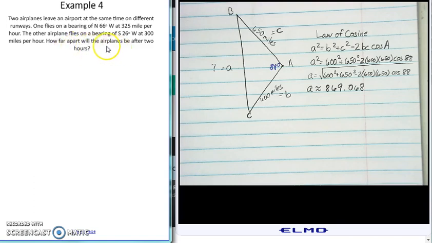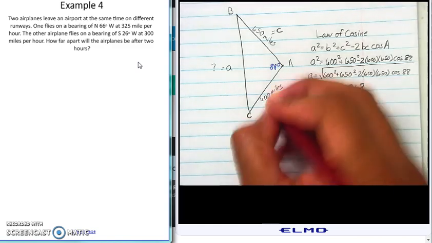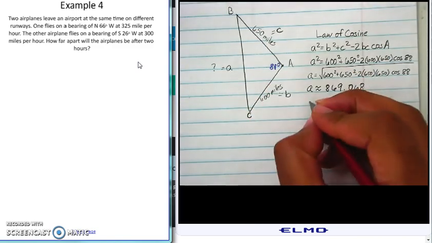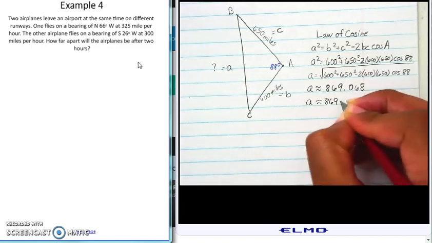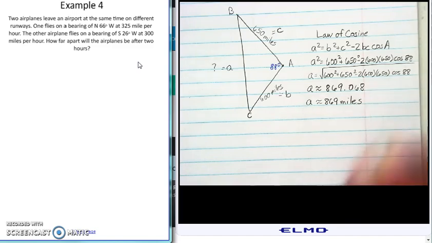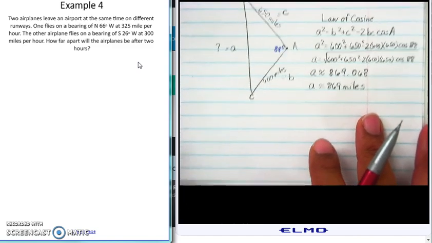But again, how far apart will the airplanes be after 2 hours? With this problem, they didn't tell you exactly where to round it. But here, 325 is a whole number, 300 is a whole number. So our sides are whole numbers, so our answer should be a whole number. So it's approximately 869 miles there. And again, we're going to write it out in a sentence just to make sure everybody understands.